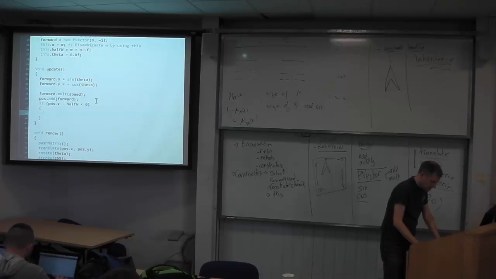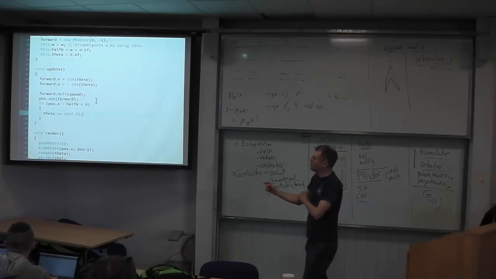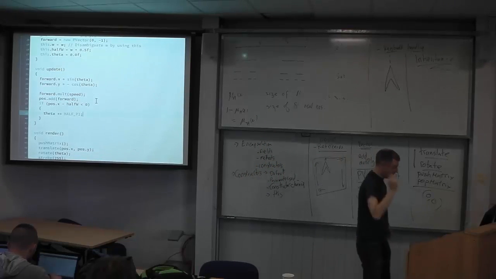I need to rotate, so theta plus equals half pi. Okay, so half pi is 90 degrees. Theta initially is 0, which is going to be straight up. So now theta is going to be 90 degrees, hopefully, once I get to the top of the screen.